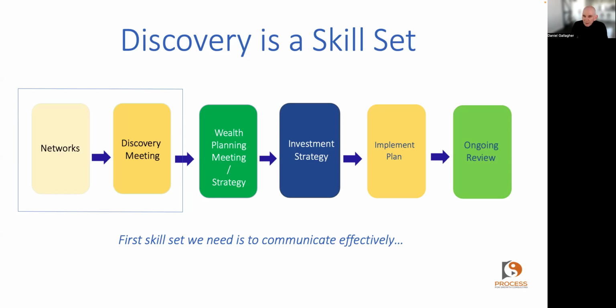And I want to point out here that the first thing we have to do to be successful is we have to be able to communicate effectively. This is critical. So think about it. You go through all your networking, all the ways that you can get a prospect, and go through the discovery meeting before we have anything where we're doing wealth planning. So become an effective communicator first.